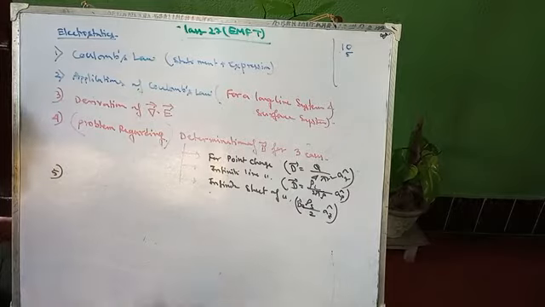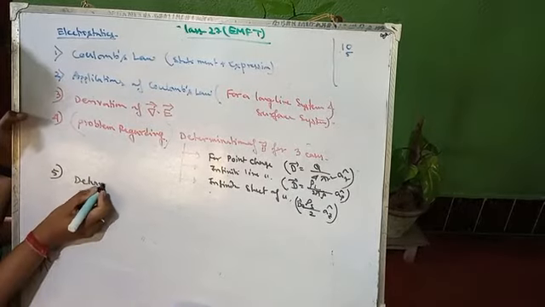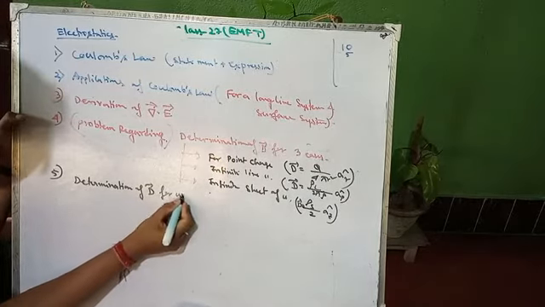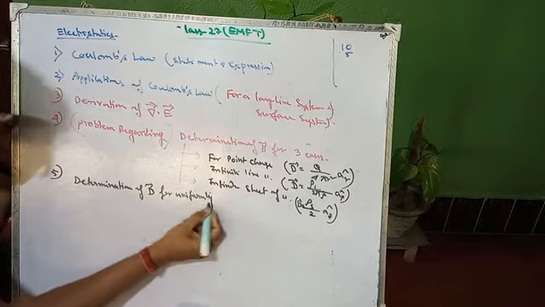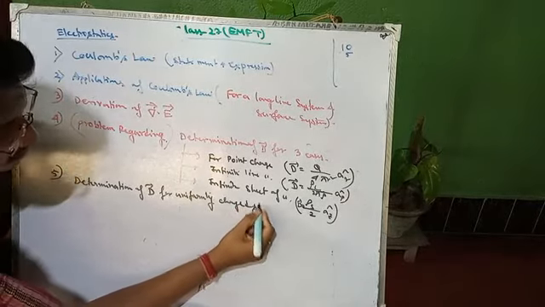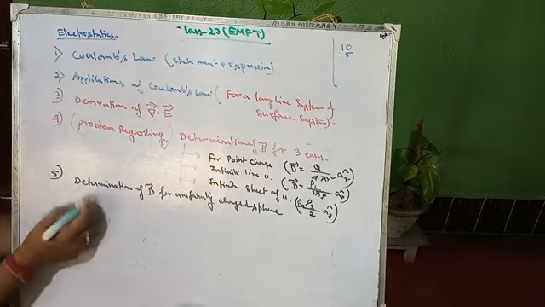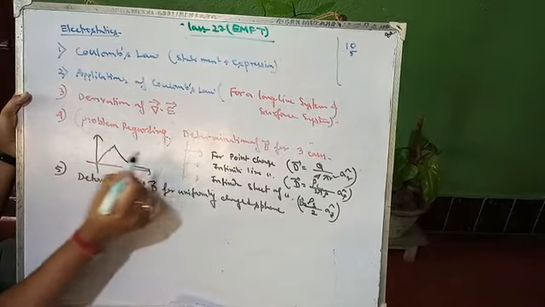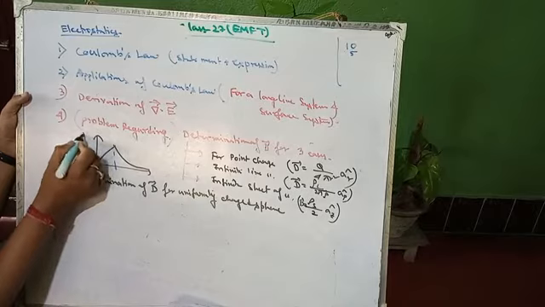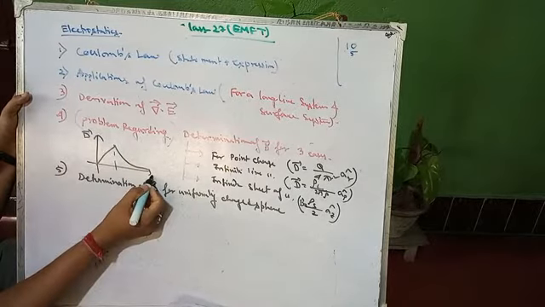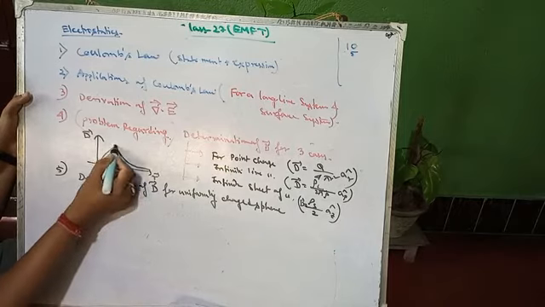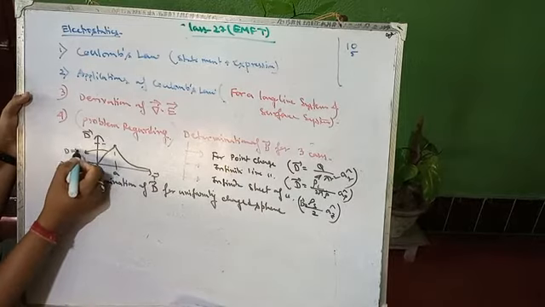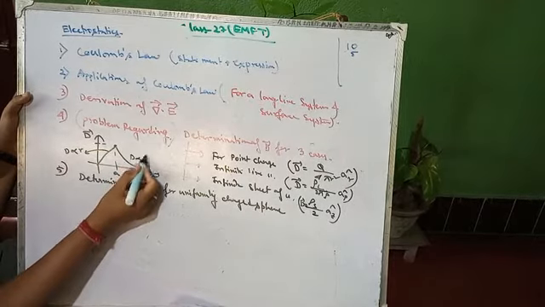Uniformly charged sphere. Determination of D for a uniformly charged sphere. Remember, I discussed there are three different cases. That means ultimately the graph will come in this way. Suppose this is your D and this is your R. If R equals A, then it will be the maximum value. In between, D will be proportional to R, and after A, D will be 1 by R square.